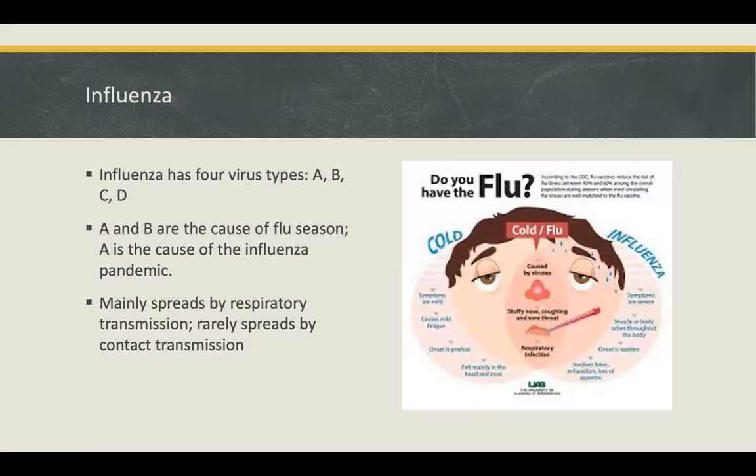Influenza. The first virus I'll talk about is influenza. It has 4 virus types: influenza A, influenza B, influenza C, and influenza D. Influenza A and B are the cause of flu season, the common flu we see every single year, which is why we get the flu shot. Influenza A is the cause of the influenza pandemic that occurred many years ago. The flu mainly spreads by respiratory transmission, and it rarely spreads by contact transmission.